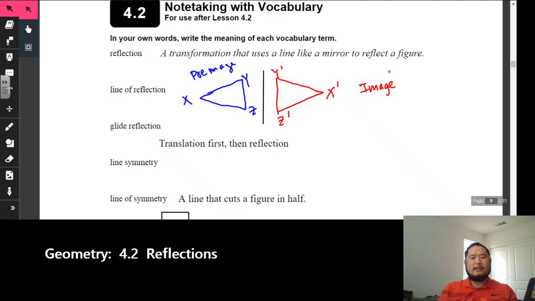Let's go ahead and take a look at our next term, glide reflection. In glide reflection, think about it. If you're gliding on ice, you're taking something and you're moving it. And when it comes to glide reflection, there is translation first, where something's moving left, right, up, or down. And then after that, you're going to reflect it. And that's the idea of glide reflection. Translation first, then a reflection. Okay?